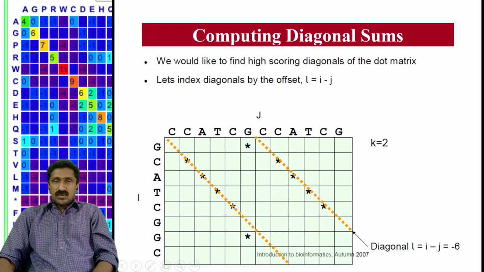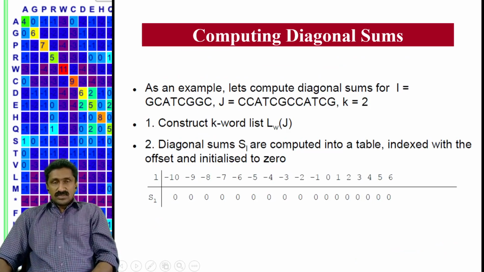So for which you use a formula in which the diagonal sum is calculated from, say, this is the string I, this is the string j. So from the position of the I, the position of the j will be subtracted. So I minus j. So you will get a value. For example, I can show you.